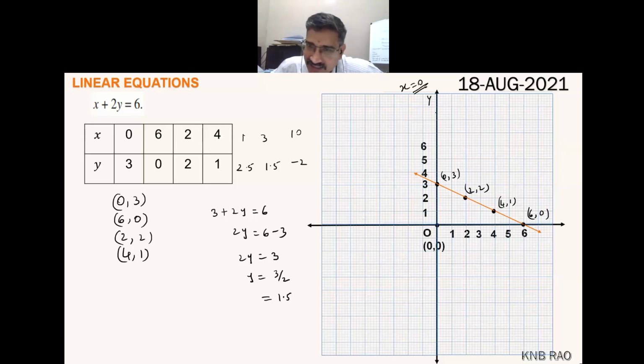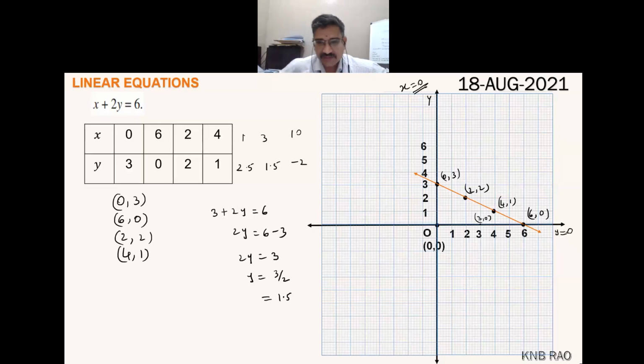Is it clear, Gangadhar? Yes, sir. So if I take a point here, as I said, it is not 0, 3, it is 3, 0. Any point lying on the x-axis will have its y coordinate 0. That's why the equation of the x-axis is y equal to 0.